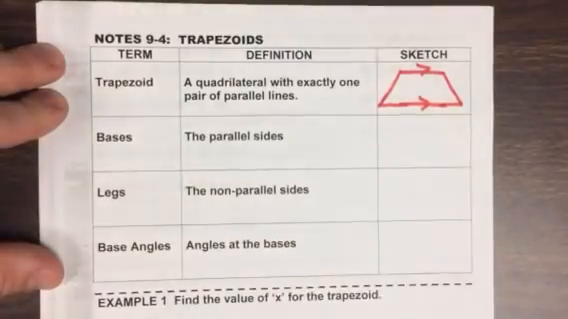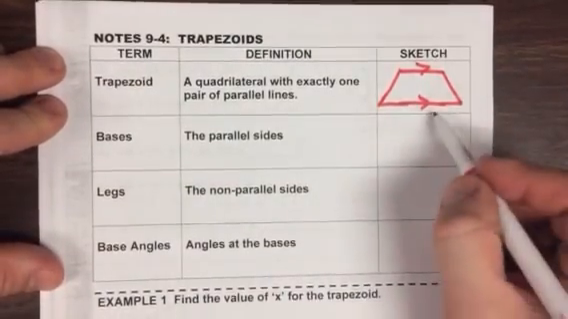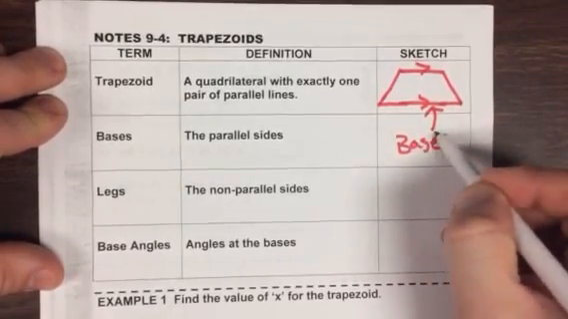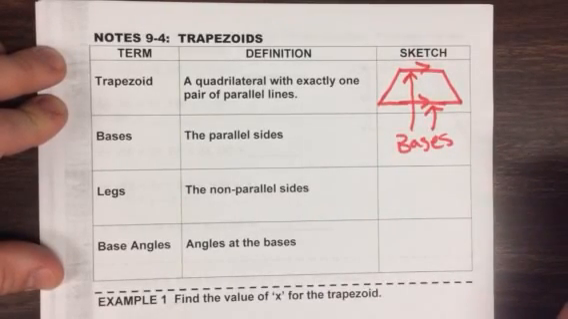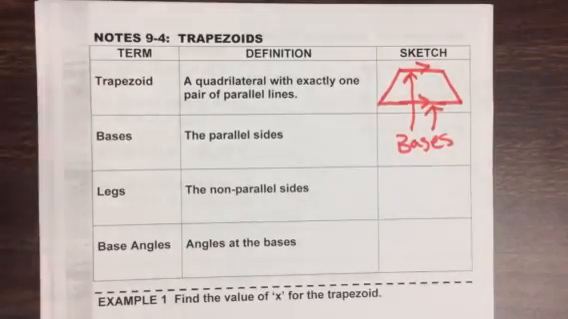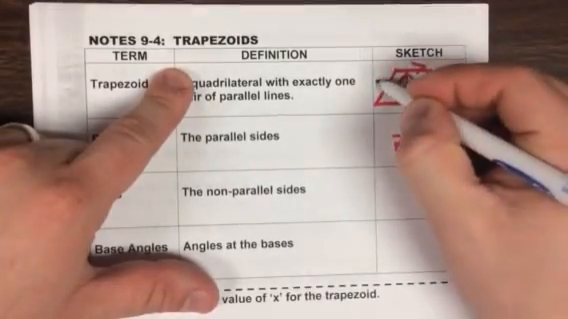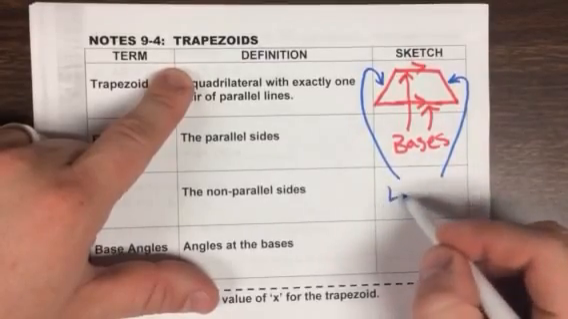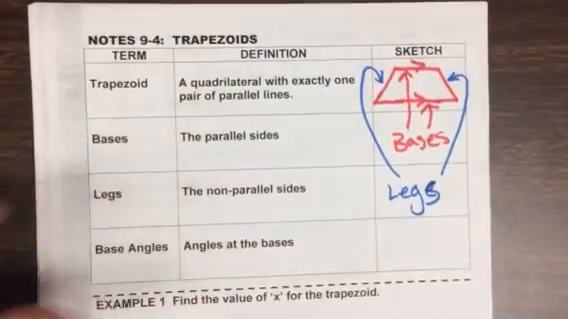Zoom out for you so you can see me. The bases, when I'm drawing, the bases are the parallel pieces. So the bases are the bottom and the top right now because they are parallel. I could also turn it and have the same look the other way. At the same time, my legs are the two pieces that are not parallel. Okay, so the legs are not parallel to each other.